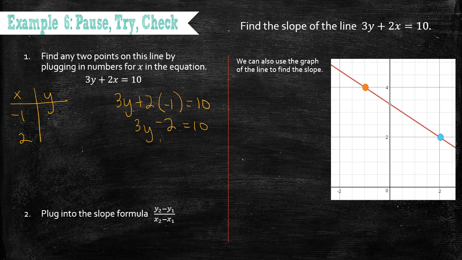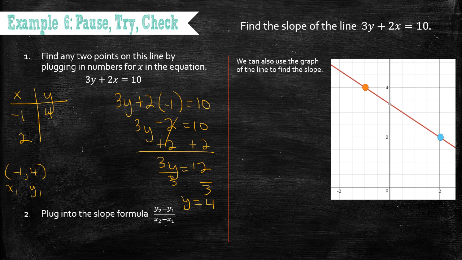So I've got -2, so to undo that, we add 2 to both sides. So 3y is going to equal 12. And then I divide both sides by 3. So y is going to equal 4. So my first point is -1, 4. That's my x1 and my y1.